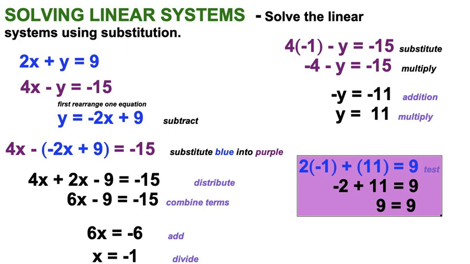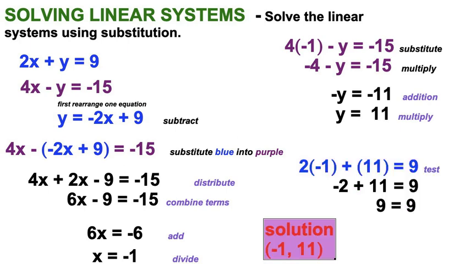I'm going to test. Always check with the other equation. Make sure it works out, because that's how you confirm. And it works out okay. X is negative 1. Y is positive 11.